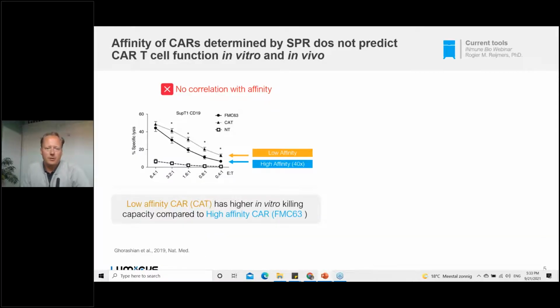So an illustrative example of how cellular therapies could improve is shown here. This is data obtained by the lab of Martin Pule at UCL, and here they use two different CARs, the FMC63 clinical CAR and a CAR that is an analog of that but had a 40-fold lower affinity. It's called the CAT CAR. And interestingly, what you see is that at every E to T ratio, this CAT CAR is outperforming the high affinity CAR in specific lysis of the target tumor.